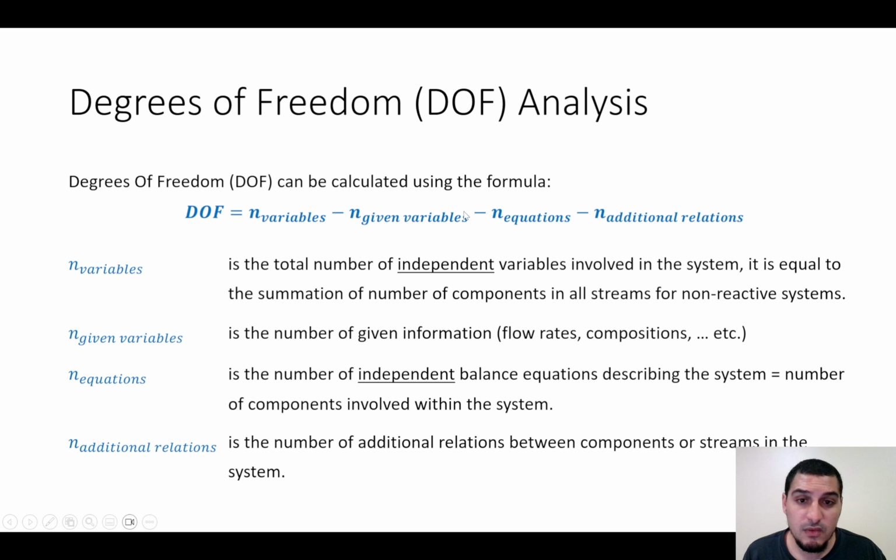We said that these two terms represent the number of unknowns, and these two terms represent the number of equations that we have, whether they are balance equations or additional relations. So this is what it means, and this is why we do this subtraction, because we need to know the difference between the number of variables and the number of equations. Of course, we would love to have the difference be 0, and this is what will make the problem solvable, that we have the number of variables equal to the number of equations.